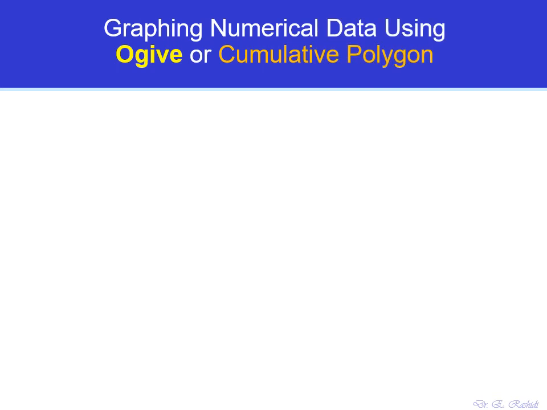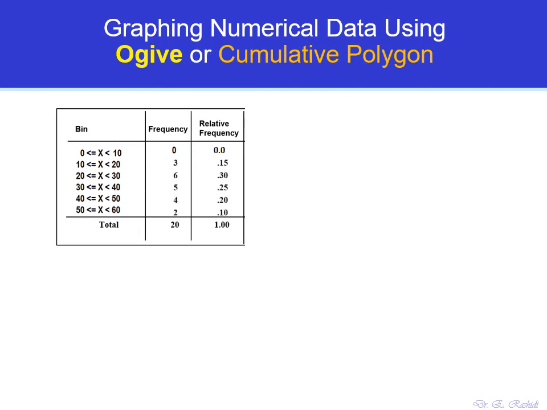Graphing numerical data using an ogive, which is also called a cumulative polygon. Let's see an example of how this works. This is the relative frequency distribution table from our previous example. To graph an ogive or cumulative polygon, we first need to build a cumulative relative frequency table. How does it work? Let's see.